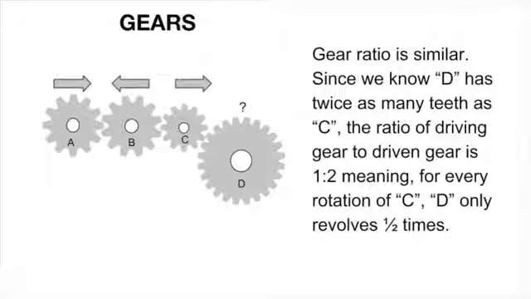Now let's examine the gear ratio and find how that impacts how much turning these gears will do. Gear ratio is similar. Since we know that D has twice as many teeth as C, the ratio of driving gear to the driven gear is 1:2, meaning that for every rotation of C, D only revolves 1/2 times. Make sense? Now for a couple of fun ones to try by yourself.